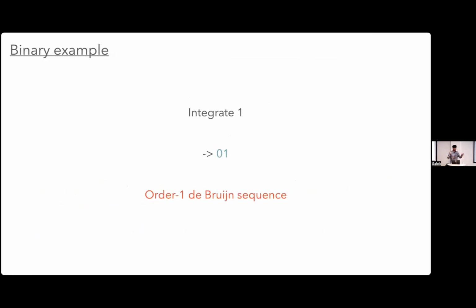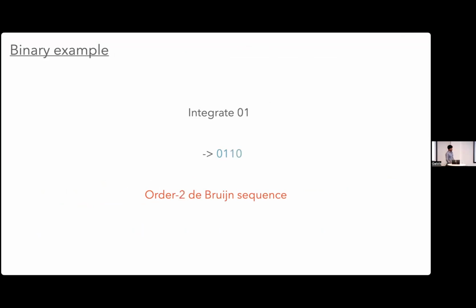We start with an order 0 de Bruijn sequence, okay? It's 1. Integrate 1. How do you integrate 1? Well, you choose an integration constant, we'll choose 0. And then you just start going around the cycle and adding 1. So it's 0, I add 1, I get 1, I add 1 again, I get 0, I add 1 again, I get 1. I'll keep getting 0, 1, 0, 1, 0, 1. One period of this is 0, 1. That is an order 1 de Bruijn sequence, one instance of 0, one instance of 1.